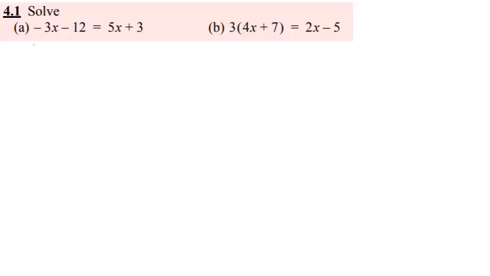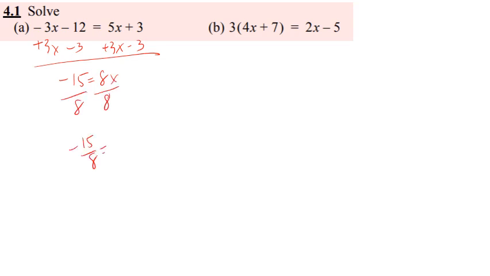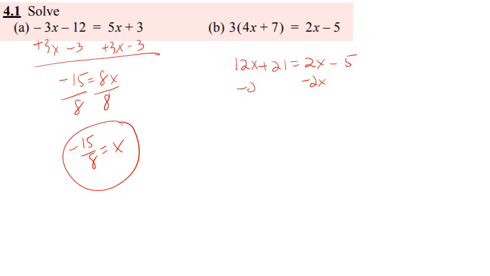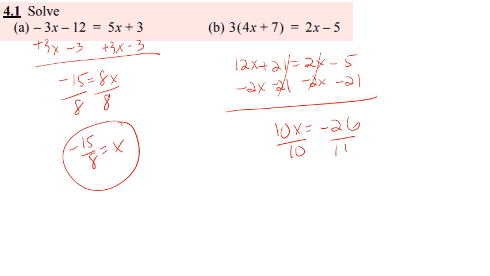Okay, try these examples. I'm going to add 3x. Subtract 3, negative 15 equals 8x, divide both sides by 8, negative 15 over 8 is equal to x. In the next example, I have to distribute, so 12x plus 21, and then I can use the strategy, which is bring over the smaller term, and then bring the numbers to the other side. This goes away, so that's going to be 10x equals negative 26, divide both sides by 10, and then reduce the fraction. Make sure you always reduce, and that's negative 13 over 5.